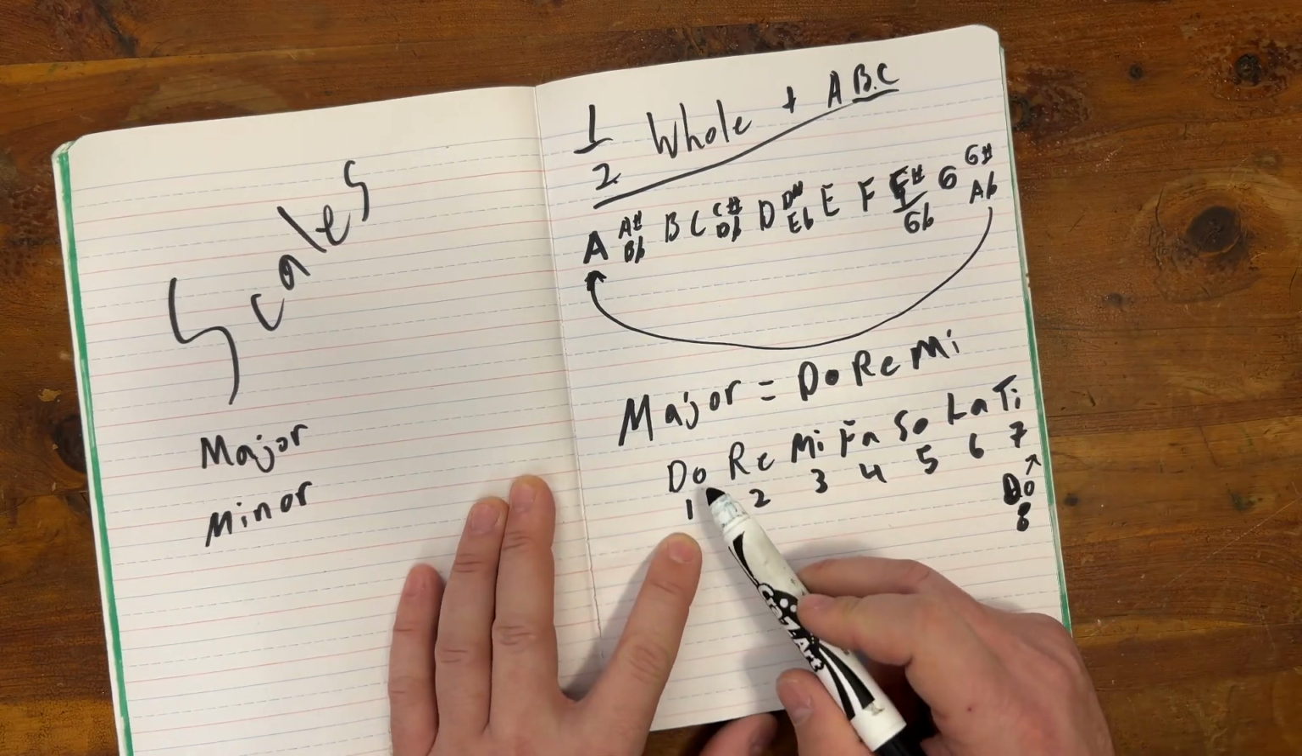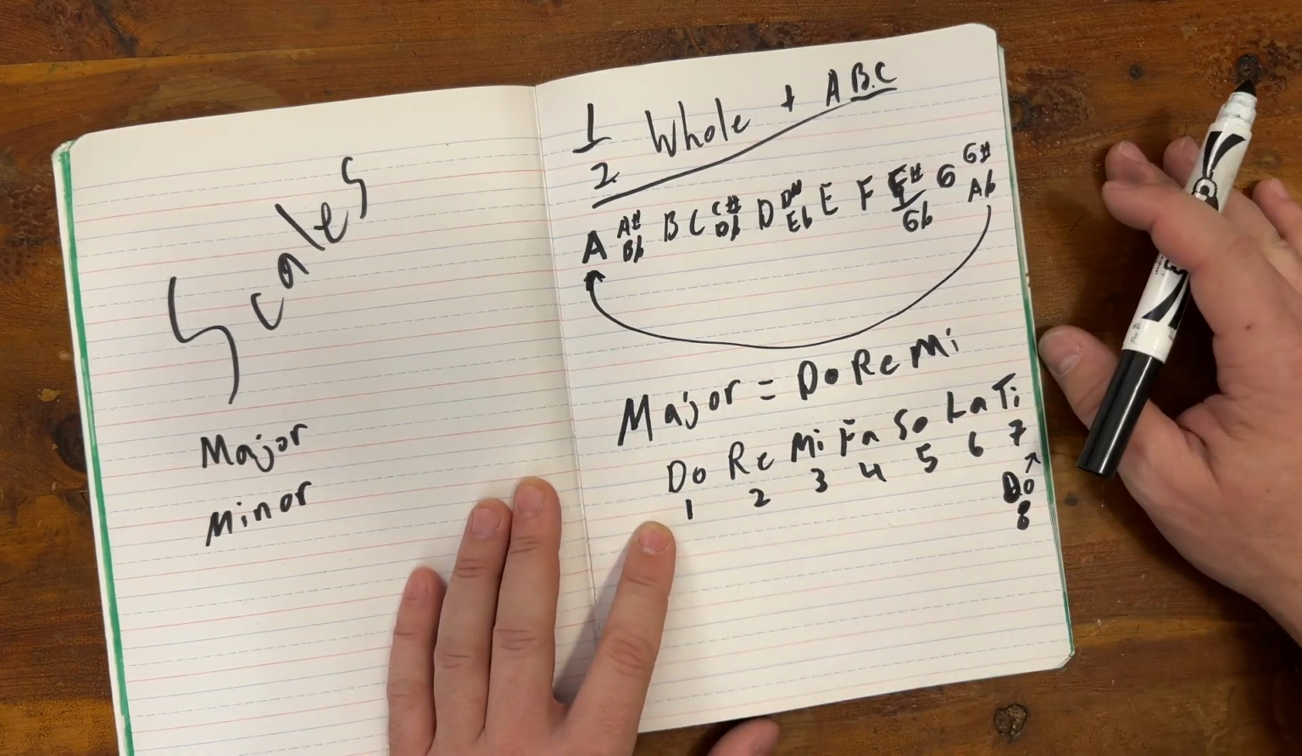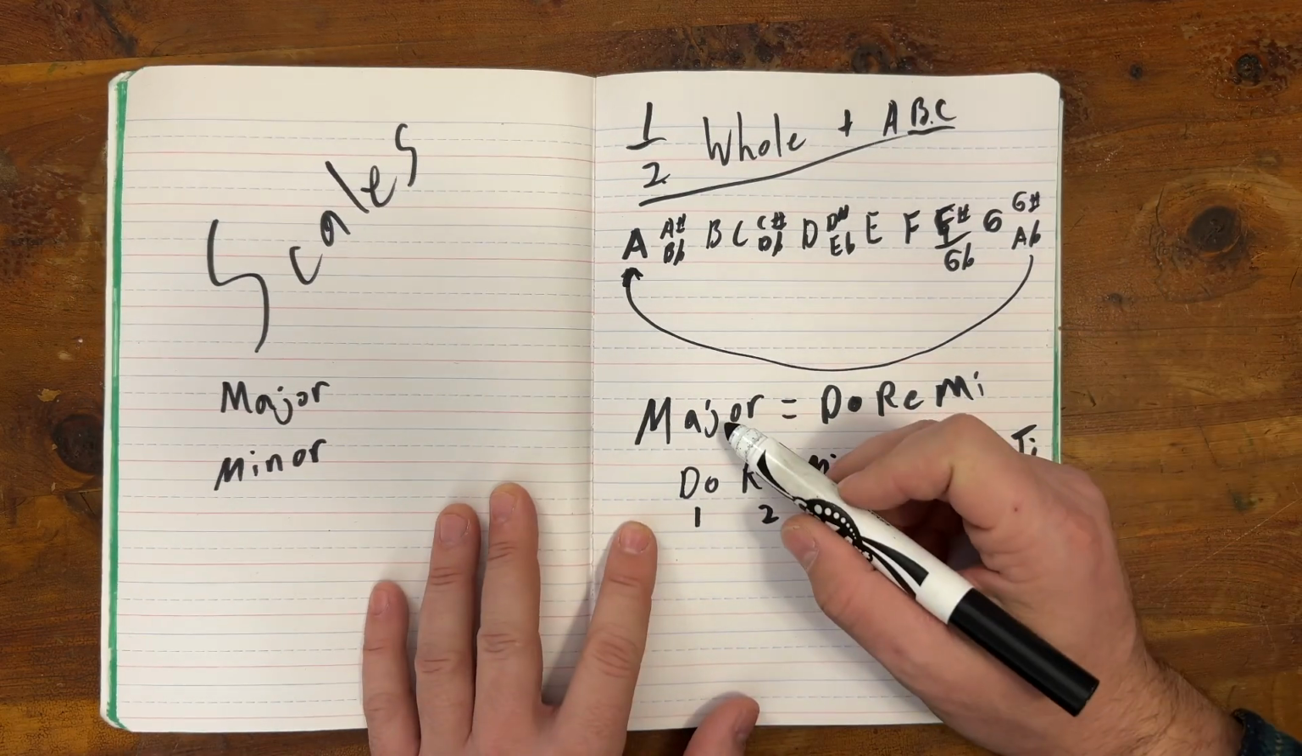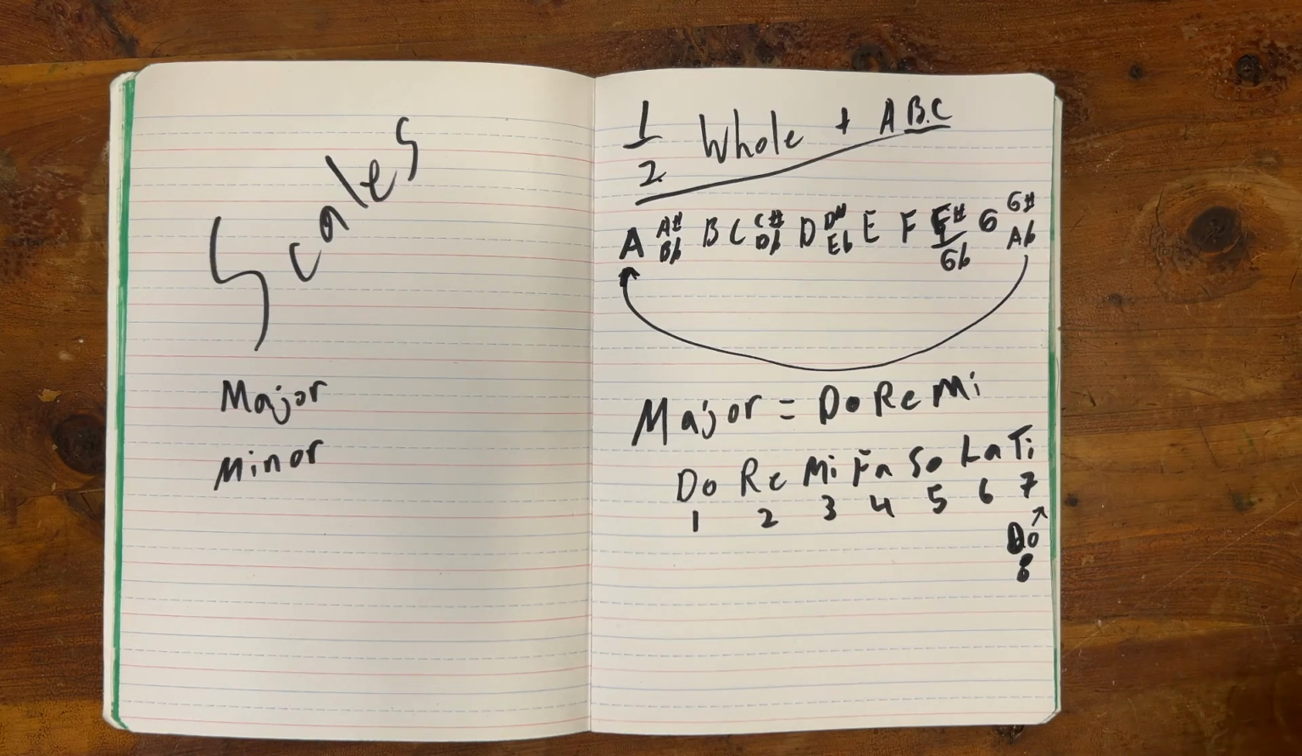So you're familiar with it? If you're learning You Are My Sunshine, Happy Birthday, so many super common songs that sound happy are using a major scale. And so what is this thing, and how do you make it?